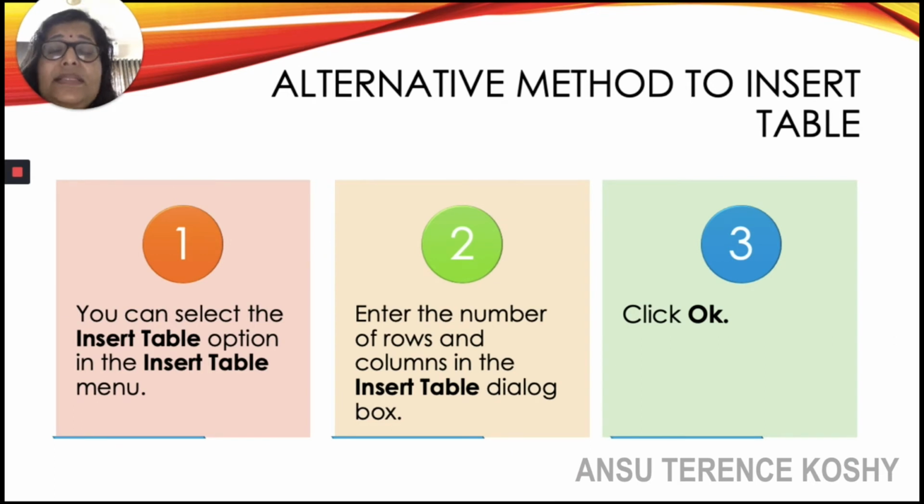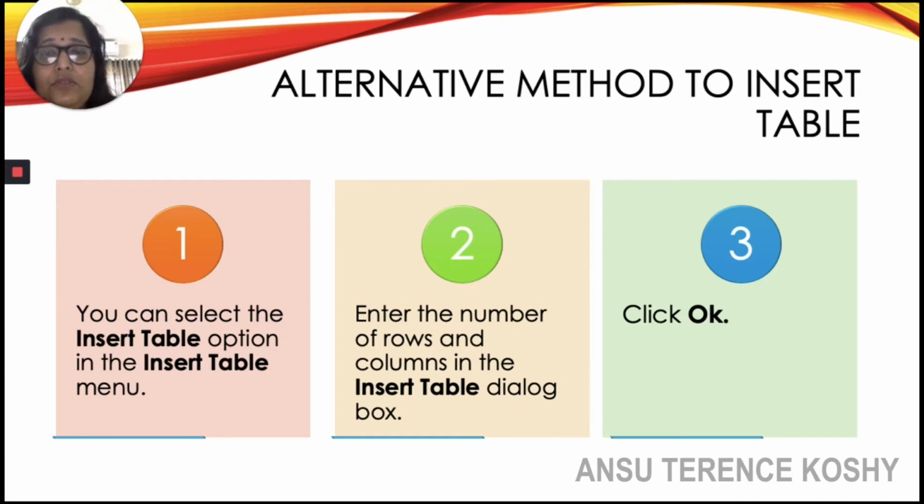Alternate method to insert a table. We already told you that you can either use the insert method or the trace method. The previous slide described how to do it using the trace method. Now we are going to do the direct way to insert a table. You can select the Insert Table option in the Insert Table menu. In that, you have to enter the number of rows you want and the number of columns you want and then click OK. A table will be formed in the place where you have selected.